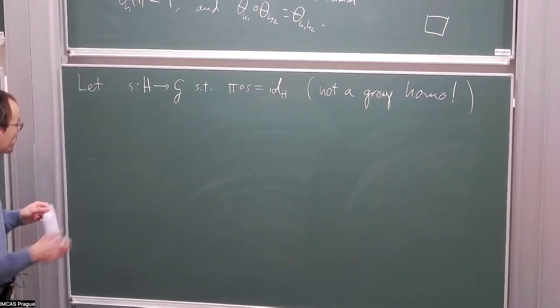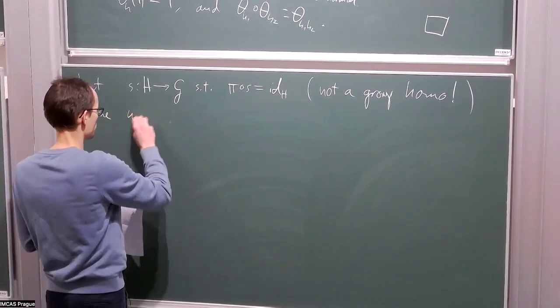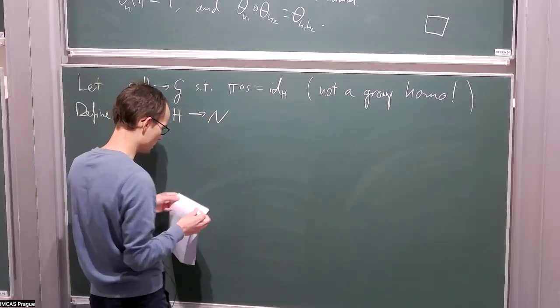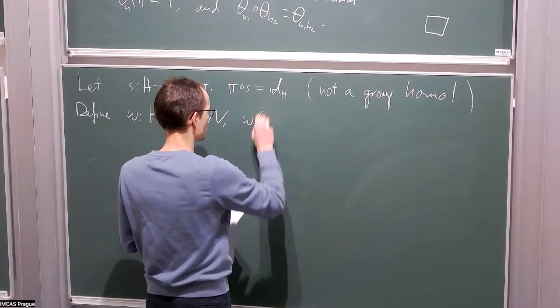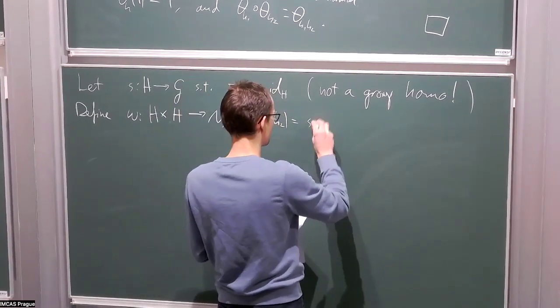So that works. And now we define our cocycle, which is the map from H times H into N, which is defined in the following way.